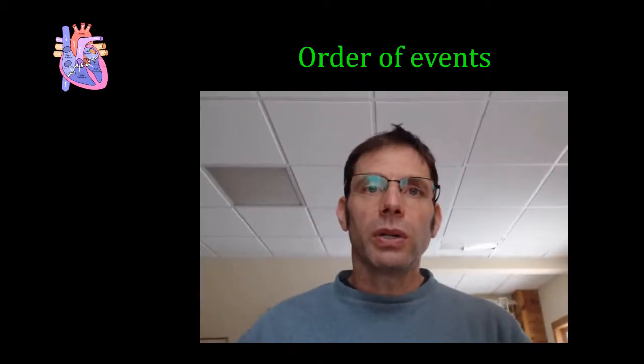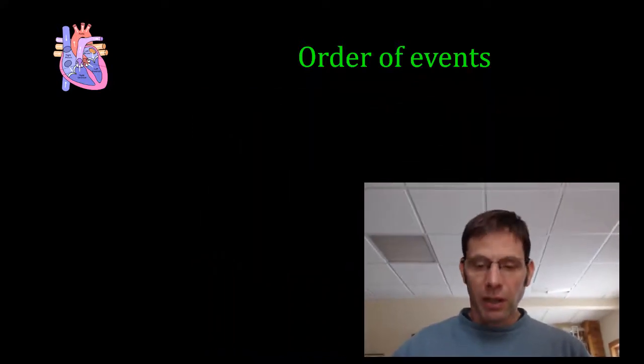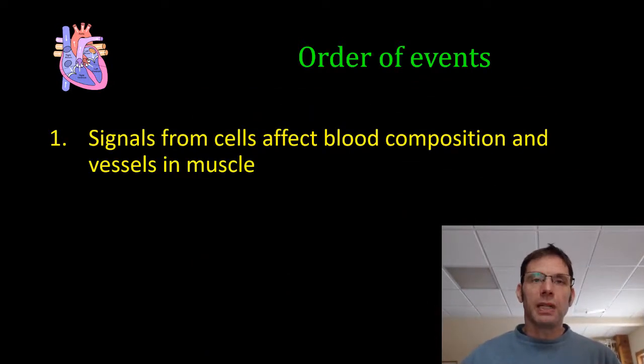In order to answer these questions, in order to figure out what's going on here, we have to look at the correct order of events. The first event to happen is in the muscle cells. The muscles start to contract and use ATP. That's immediate. We couldn't produce the power if the cells weren't using ATP.